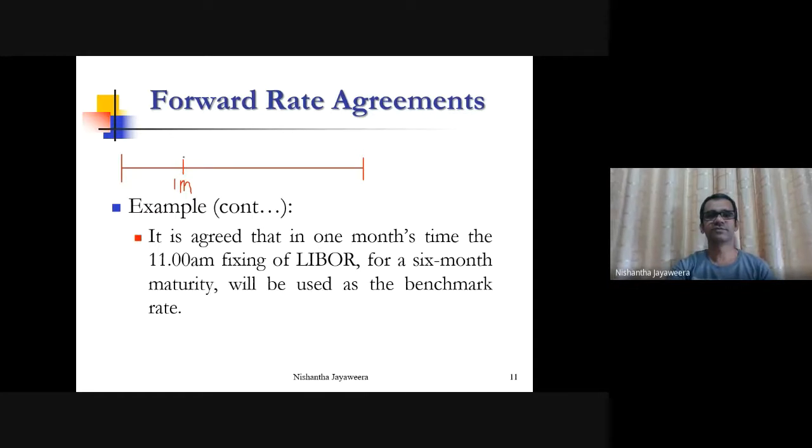Now we have to fix what would be the applicable rate for this 6-month period. Now time has passed. We are here now after 1 month. That means September. What is the LIBOR? Then that will be used to see whether the treasurer or the other party is making money, or the cash flows.